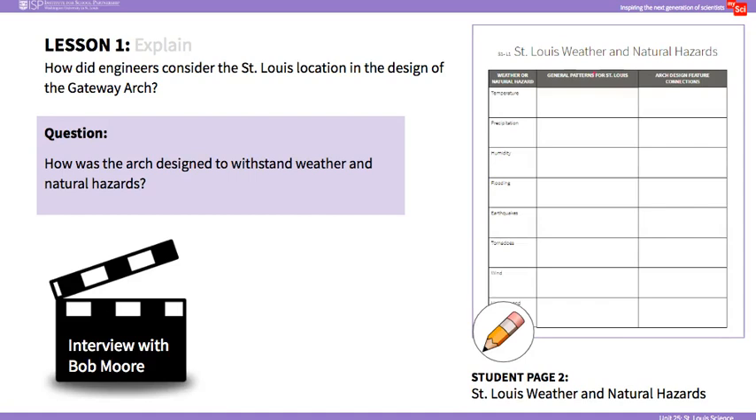During the Explain portion of this lesson, students will read a book, The Gateway Arch, watch an interview with Bob Moore, the Gateway Arch historian, and there is also an opportunity for them to visit the Arch Frequently Asked Questions page. The point of this Explain is for students to gather more information about the construction of the arch to help inform their discussion about the design choices the engineers made.